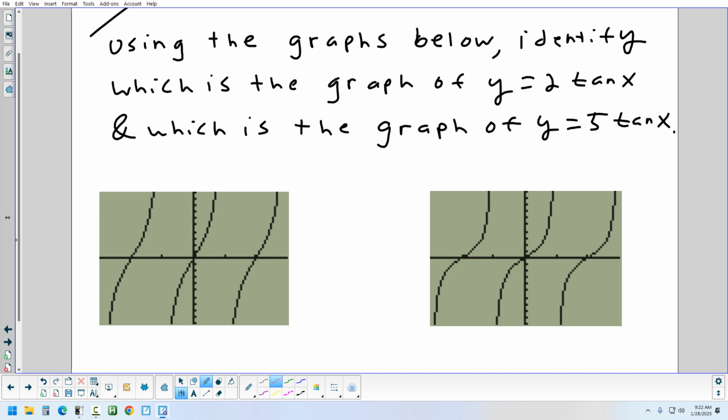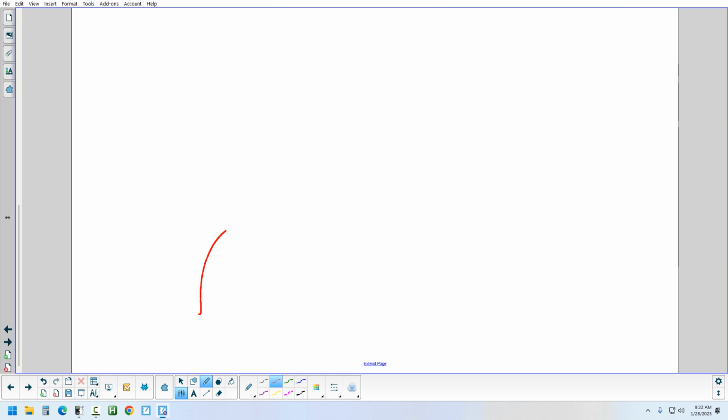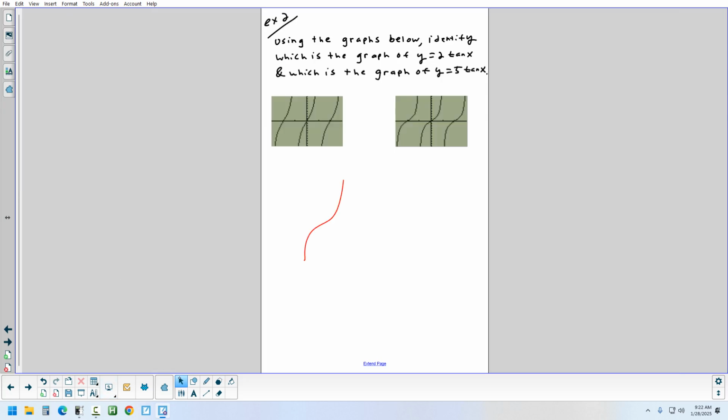So let's take something like this. There's your graph of tangent. And if I zoom out a lot here, if I take that and I stretch it vertically, watch what happens to it. That's what happens when you stretch it. And that's what happens when you compress it. So anybody have any thoughts on that?